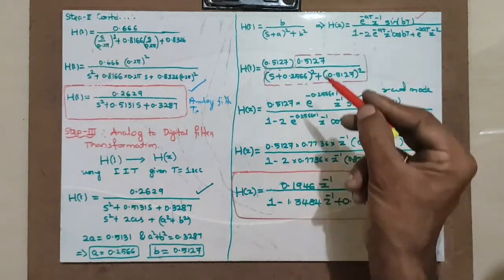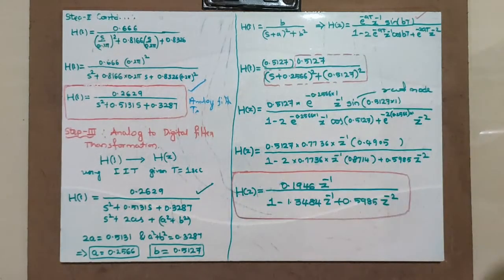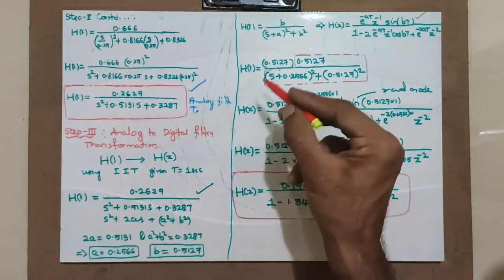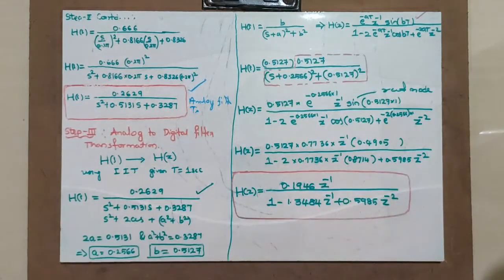If any doubts are there in this rewriting of H of s, you can post your doubts to me, or you can contact me in this regard. I hope I have solved both Butterworth and Chebyshev filters using impulse invariant transformation. Try to go through your previous question papers and solve the questions, and if any doubts are there, you can contact me in that regard. Thank you.